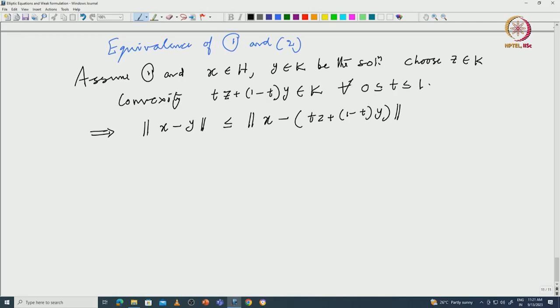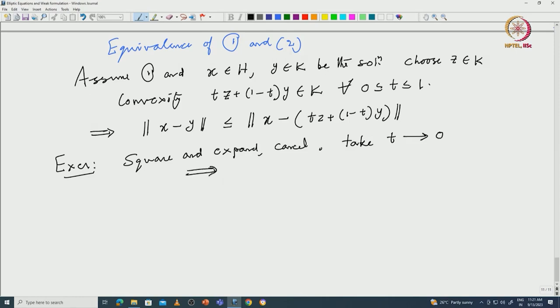Okay. So what you do is, there is a small exercise which I will leave: square and expand, cancel the terms, square and expand, cancel whatever it is, and then take t tends to 0. That will imply norm of x minus y is less than or equal to norm of x minus z. No, sorry, that's not what we want, that we already know.